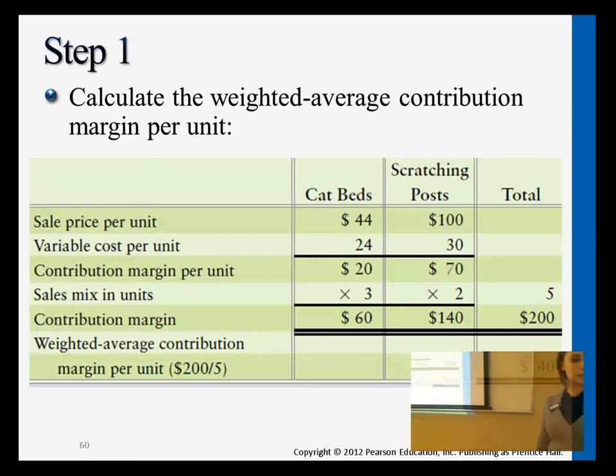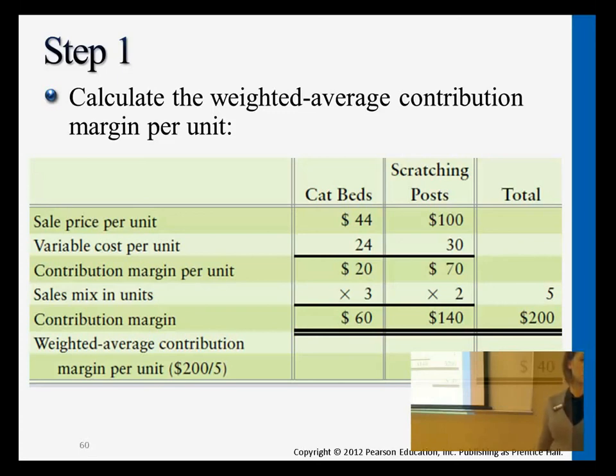Now the sale price per unit is $44 for cat baths and $100 for scratching posts. And then we also have a difference in variable cost for both products. One is $24 and the other one is $30.